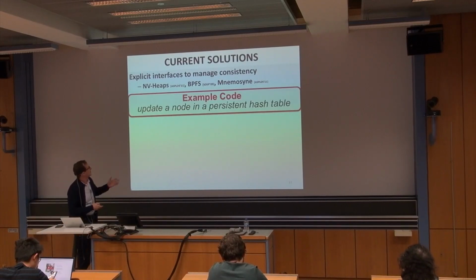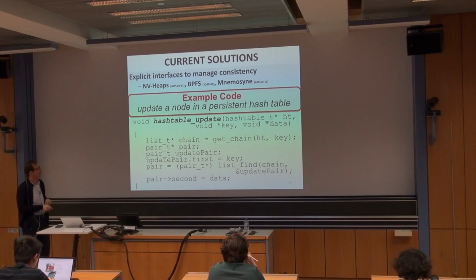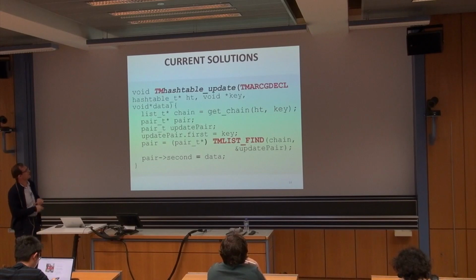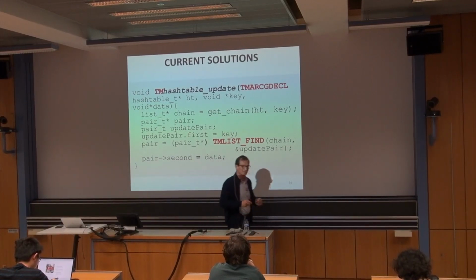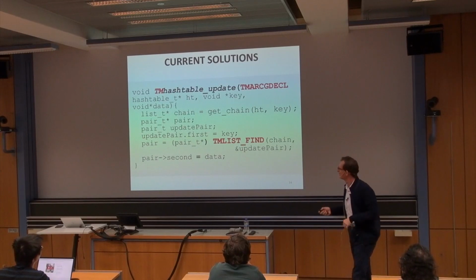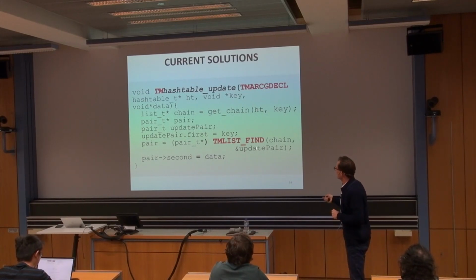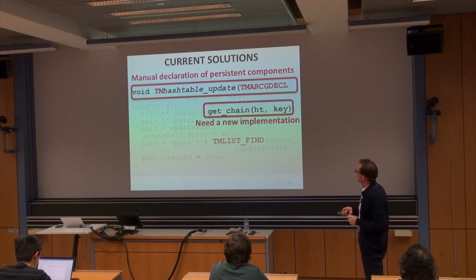So let's look at an example code. If you want to update a node in a persistent hash table, this is one example. This is without any persistency. Basically, this is volatile. Let's take a look at how we actually convert it such that it's similar to what we've discussed. I'll go over here because I don't have enough space there to actually see the code. Basically, you need to create a new function, and you need to declare things to be persistent. For example, this is a persistent hash table, and you need to update this function such that it's more persistent. Yeah, so you need to manually declare things.